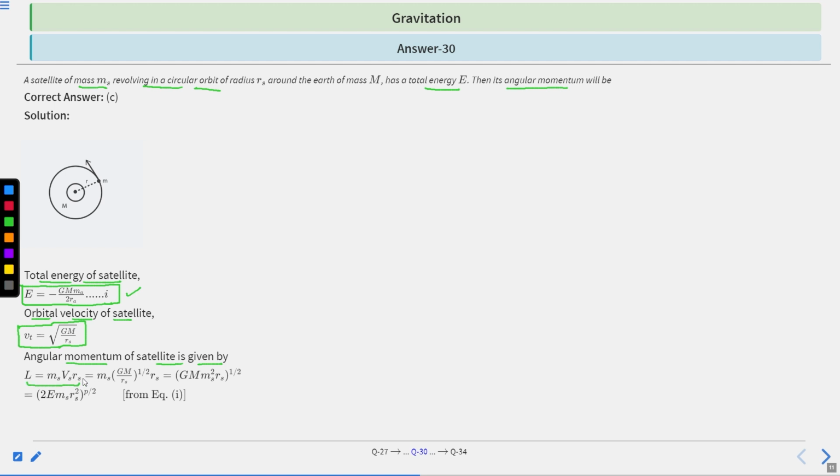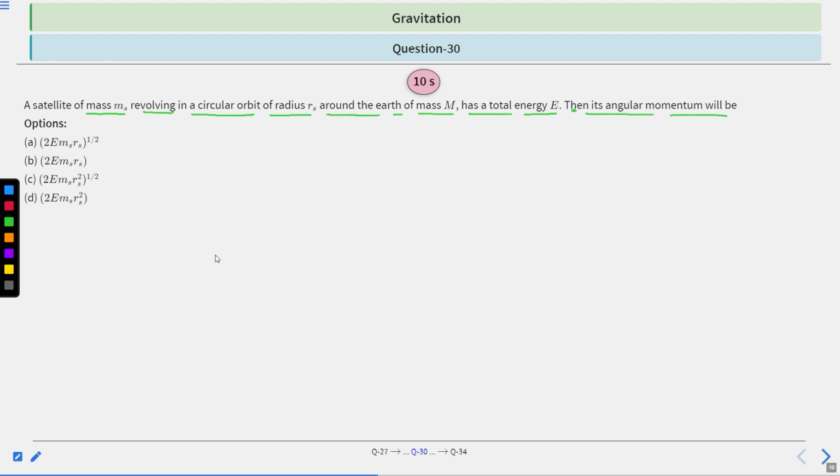So putting the given terms in this equation, you will get (G M m_s squared r_s) whole power 1 by 2. It comes from equation first. So the final answer is (2E m_s r_s squared) whole power 1 by 2. Clear? So this is the correct answer. C is the correct answer.